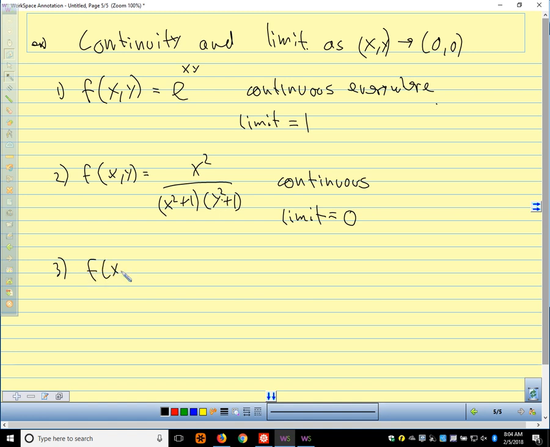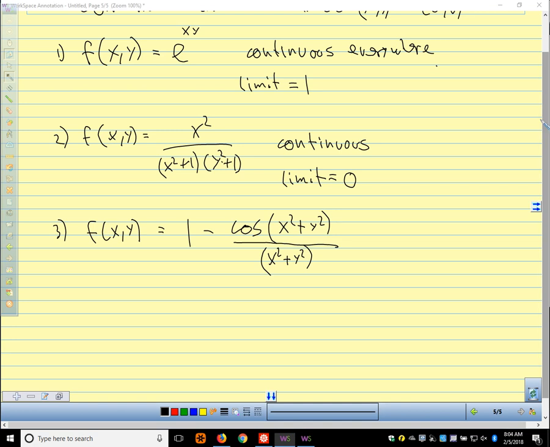f of xy equals 1 minus cosine of x squared plus y squared over x squared plus y squared. What about this one? Not continuous. Where's our problem? 0, 0. Not continuous at 0, 0. Since that's only one value, it would just be a single point that's not continuous.